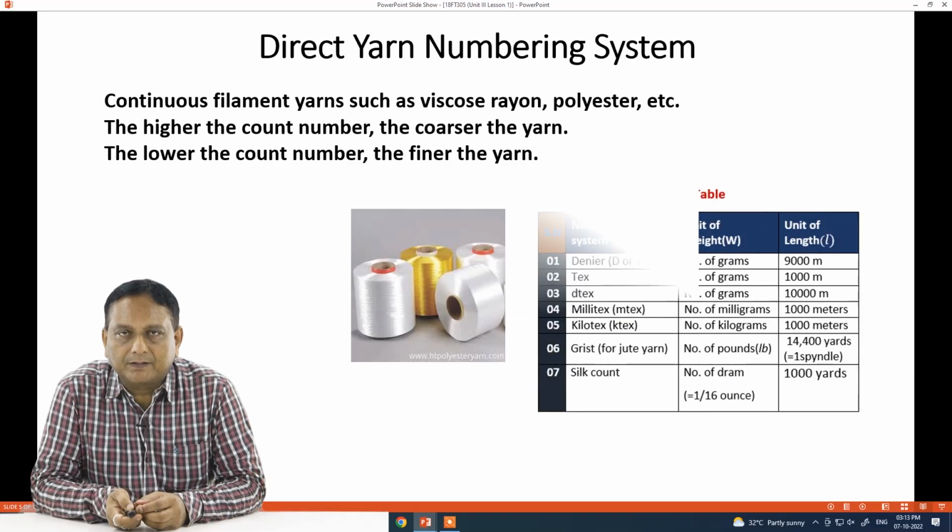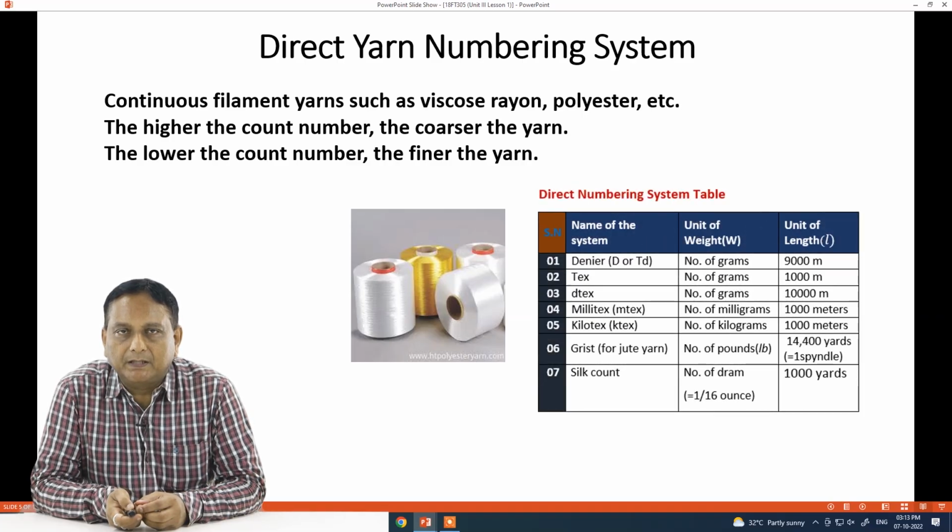Now after this, let us see what yarn numbering systems are available in the direct system. Number 1 is the denier. It is normally expressed by D. The unit of weight is the number of grams and the unit of length is 9000 meters. Similarly, Tex is the number of grams per 1000 meters. Decitex, what do we mean by decitex? The number of grams per 10,000 meters. Similarly, millitex and kilotex are also available, and it is also available in the jute industry.